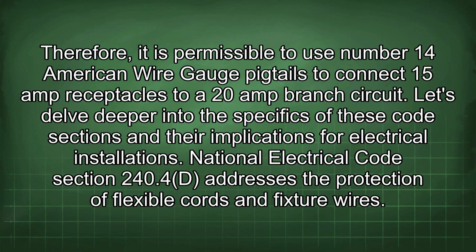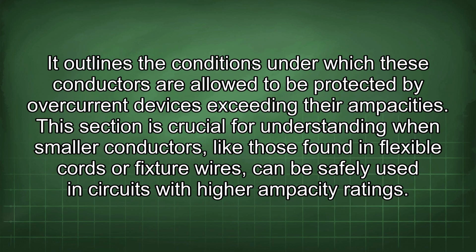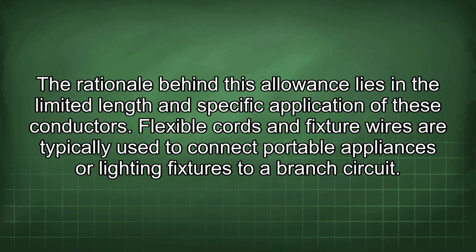National Electrical Code Section 240.4(D) addresses the protection of flexible cords and fixture wires. It outlines the conditions under which these conductors are allowed to be protected by overcurrent devices exceeding their ampacities. This section is crucial for understanding when smaller conductors, like those found in flexible cords or fixture wires, can be safely used in circuits with higher ampacity ratings. The rationale behind this allowance lies in the limited length and specific application of these conductors.